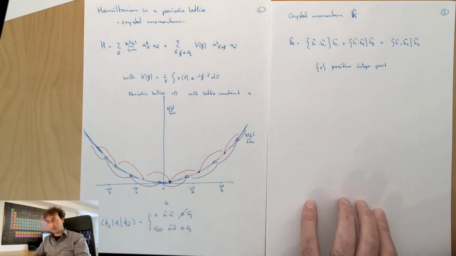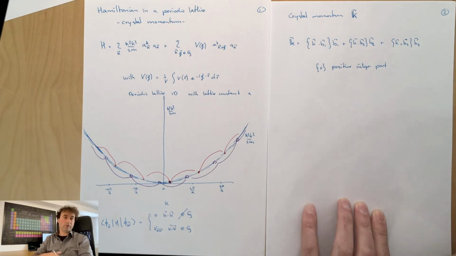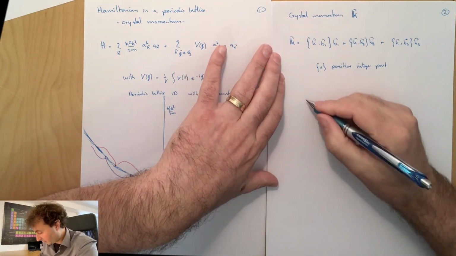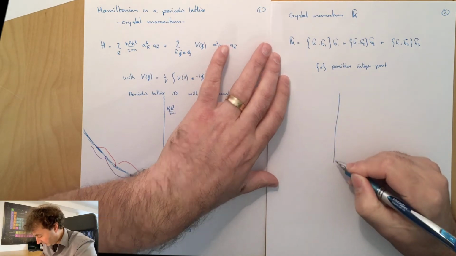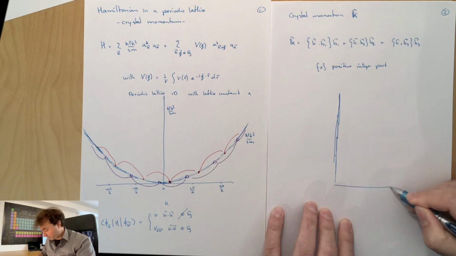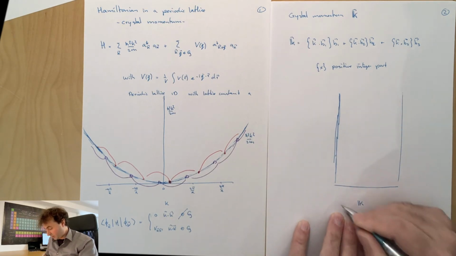And two states interact if they have the same crystal momentum. States do not interact with each other if they have different crystal momenta, but states can interact if they have the same crystal momentum. So we can again draw an energy momentum distribution, but now not as a function of the real momentum, but as a function of the crystal momentum.